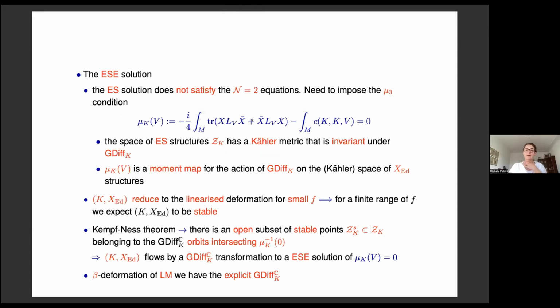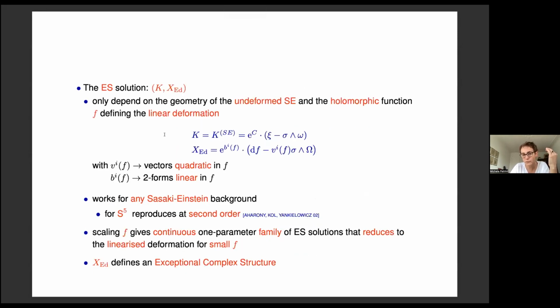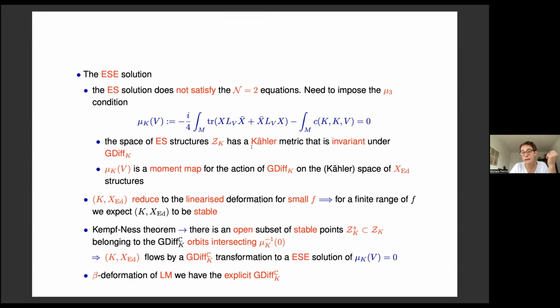So now the idea is that we want to find the full solution. So we have to impose the missing SUSY equation, which I've rewritten this way. This is the mu3 moment map, but I've just rewritten it and set it to 0, and we will see why. The idea is that all these solutions form an infinite dimensional space, but on this space we have a scalar metric. And this scalar metric is invariant under the generalized diffeomorphisms that leave K invariant. So this means that we can consider moment maps for this subset of generalized diffeomorphisms. And the extra SUSY conditions, I can interpret as a moment map for this subset of the GDiff.